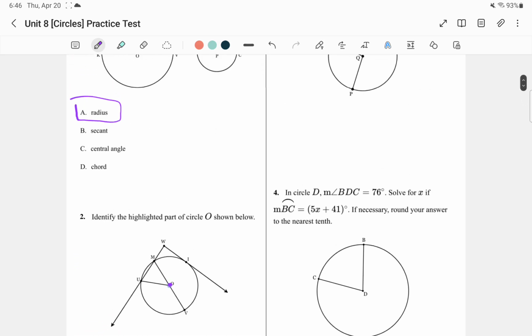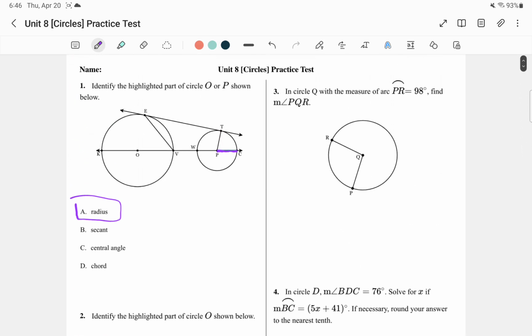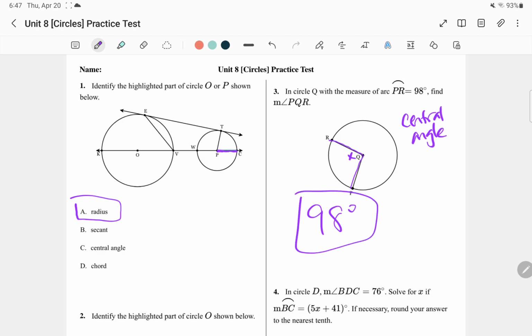All right, so for number three, in circle Q with the measure of arc PR being 98 degrees, find the measure of PQR. So you're trying to find PQR, which is this angle right here. So you have to think about, is this a central angle or an inscribed angle? Because the vertex is at the center, this is a central angle, and those are equal to each other, so it's 98 degrees. If it was inscribed, it would be equal to half the arc. So that's a little bit different, but this one's central, so they're equal.